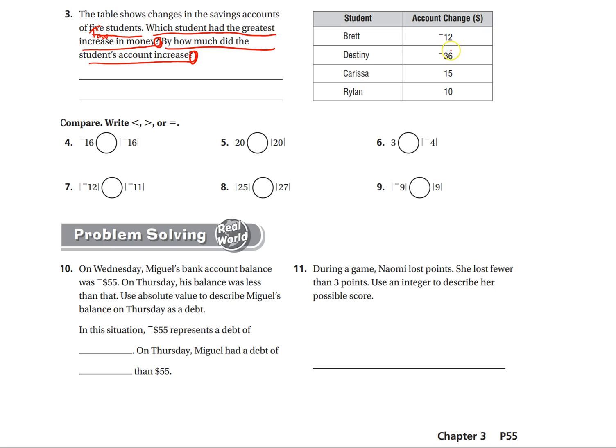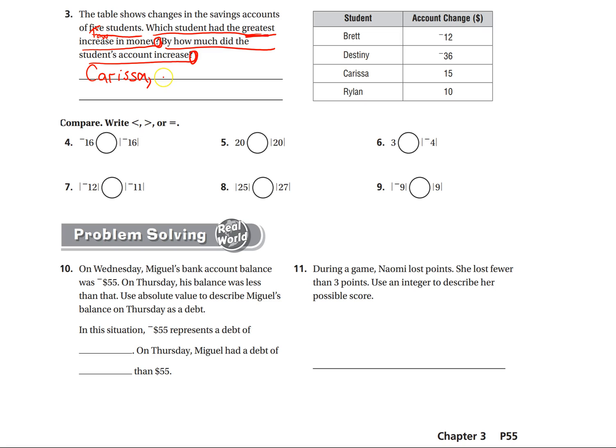So Brett lost $12, Destiny lost $36, Carissa gained $15, and Rylan gained $10. So it's pretty easy to see that Carissa gained the most. That was our first question. Who had the greatest increase? That's Carissa. And by how much?